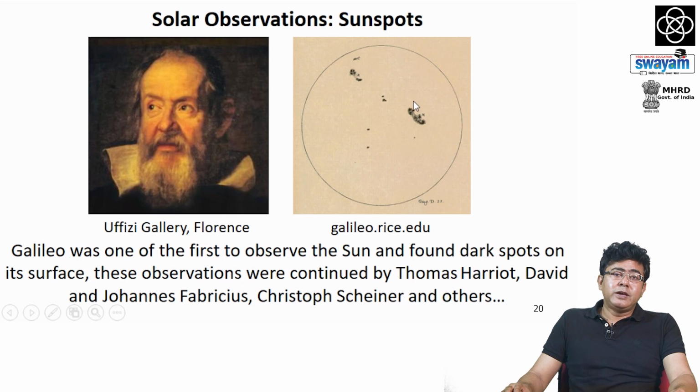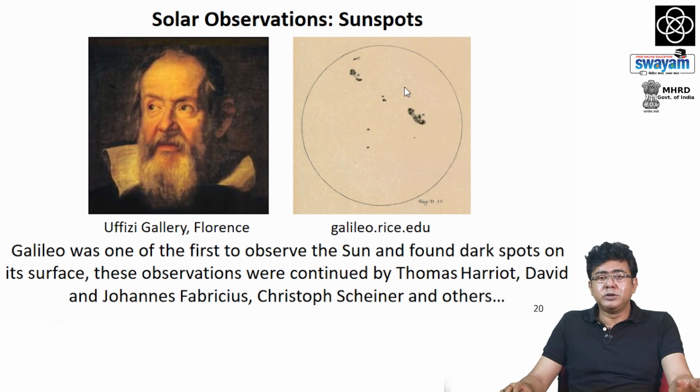So, Galileo in fact was one of the first persons to observe these dark spots on the sun, although there are other people who were almost simultaneously just after him doing these observations, such as Thomas Harriot, David and Johannes Fabricius, Christoph Scheiner. He was one of the first to correctly attribute this to actual spots on the sun, which did bring some trouble for him, but we will not get into that story. But he correctly identified that these dark spots are spots on the sun, and so they are actually sunspots as opposed to clouds or something like that floating above the sun.